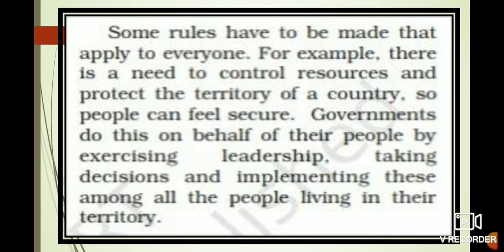For example, there is a need to control resources and protect the territory of a country so people can feel secure. This is very important. People should feel secure in the country. How can we feel secure? If the territory of the country is safe, that means if we are safe in our country, then only we will feel secure, right? So government does this on behalf of the people by exercising leadership, taking decisions and implementing these among all the people living in the territory.